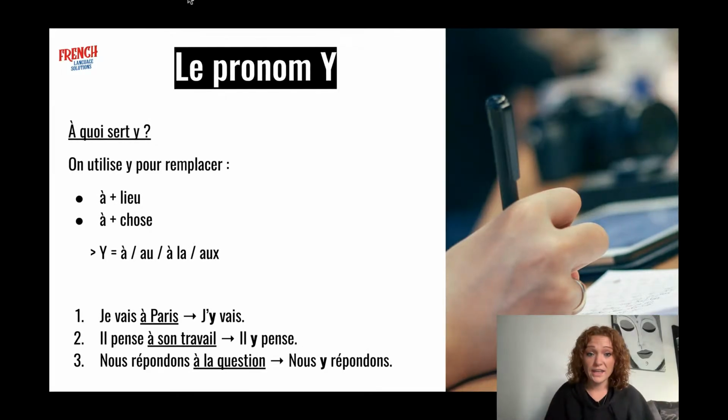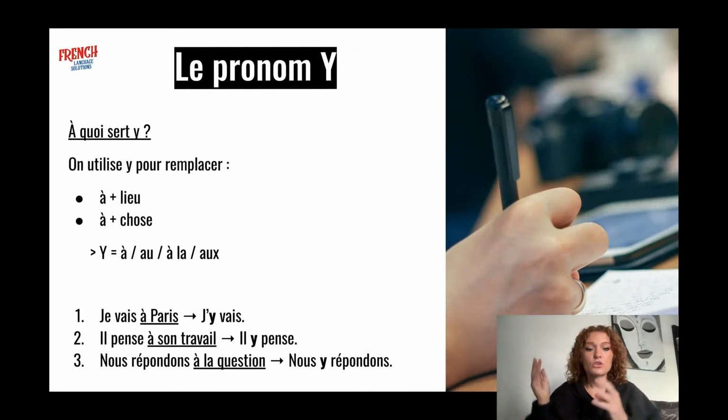Now let's see the y, le pronom y. Contrary to en, where with en you were replacing a quantity or something like some, here you can replace a group of nouns with the y only if you want to replace a place or a thing. Instead of having the du, de la, des for en, for the y, you need to have the à. À, the preposition to or in. That means it's always going to be announcing either a place, which is un lieu, or a thing, which is une chose. Exemple, je vais à Paris.